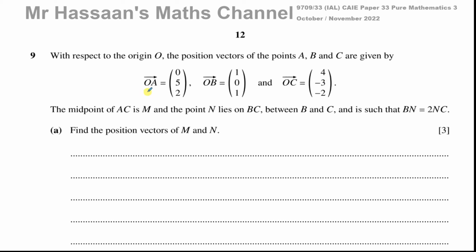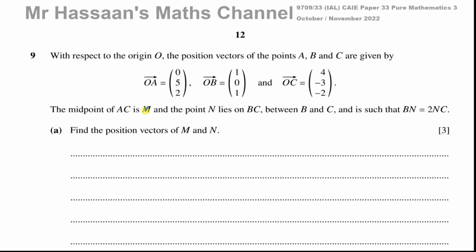They have very kindly told us that the position vector of a point is from O to that point. So from O to A, 0, 5, 2; O to B, 1, 0, 1; O to C, 4, minus 3, minus 2. They might not have told us that the position vector is from O to a point, but this is what we should understand: when they say the position vector of point A, they mean from O to A, the position vector with respect to the origin. So here we have the position vectors of the points A, B, and C.